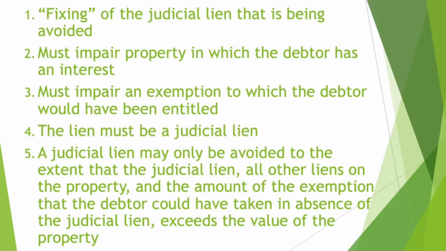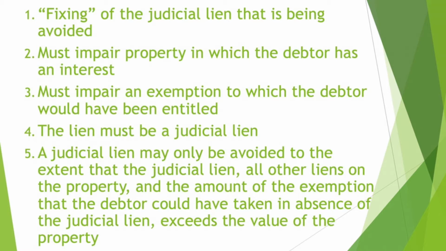Okay, now that we have the pertinent information from the debtors' schedules, let's look at the judicial lien avoidance motion. The requirements for avoiding a judicial lien are stated in Section 522(f) of the Bankruptcy Code. First, it is the fixing of the judicial lien that is being avoided. This generally means that the judgment debtor has real property to which the judgment lien has attached under state law. At that time, the judicial lien is fixed to the property.